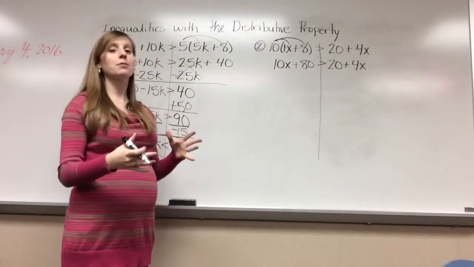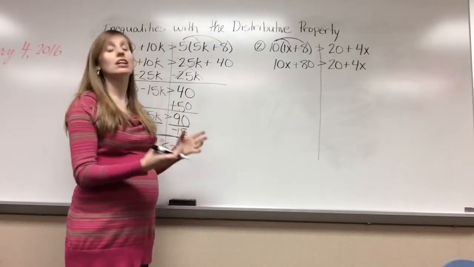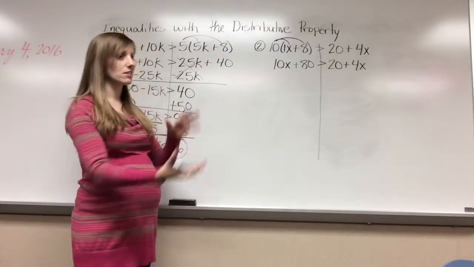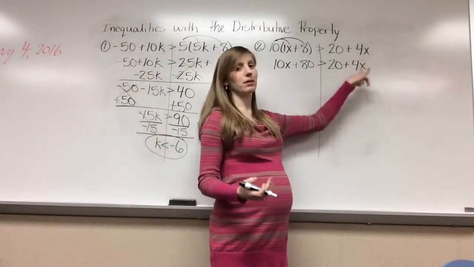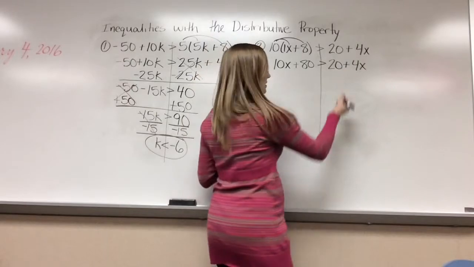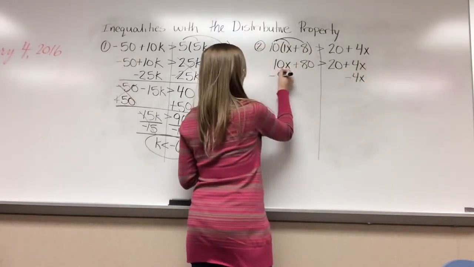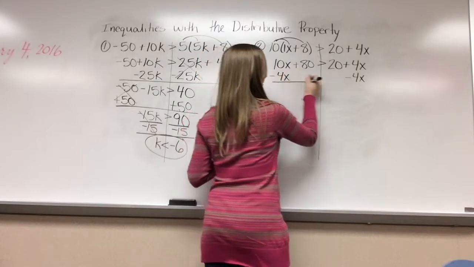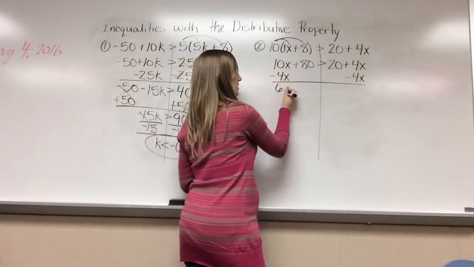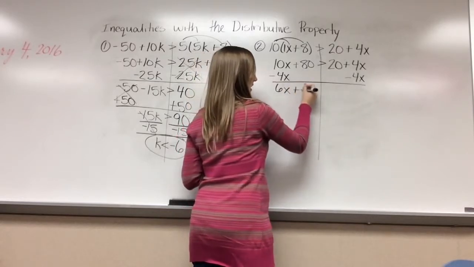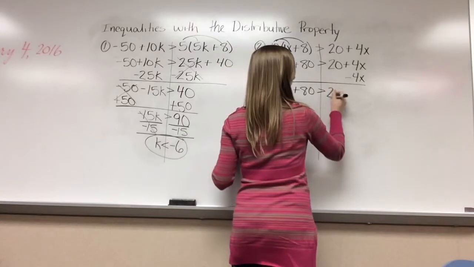Okay, at this time we are back to just an inequality with variables on both sides. So I want to get all of my x's over to the left-hand side. To do that, I need to cancel out the plus 4x. So the opposite would be subtract 4x on both sides. So 10x minus 4x gives me 6x. The plus 80 just comes down, is greater than, and the 20 comes down as well.